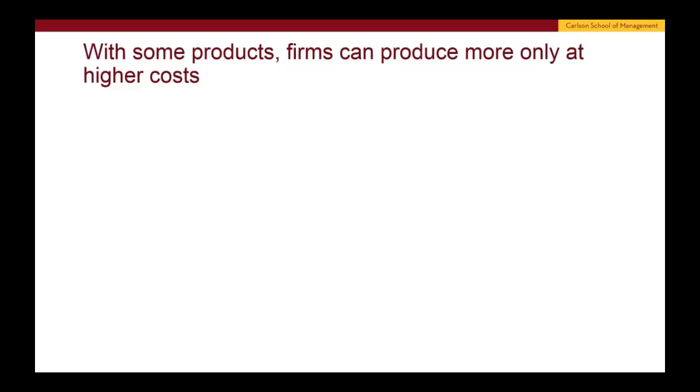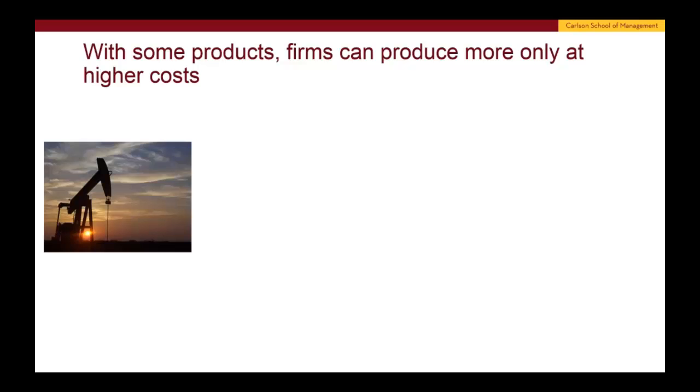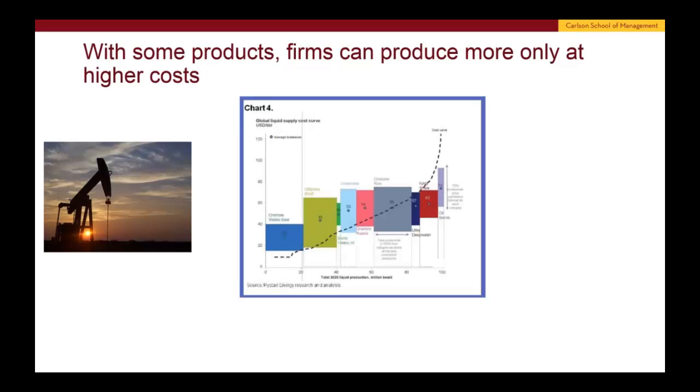Let's consider another motivating example. With some products, firms can produce more only at higher costs. One of the really good examples of this is oil. Now, I'm not a geologist, and this isn't a geology course, but if you look at petroleum deposits around the world, some of them, the onshore Middle East deposits, are pretty inexpensive to get out of the ground. But as you look across different deposits, and this diagram shows the different deposits organized by the cost of getting them out of the ground, you see that some of the other deposits become increasingly more expensive to get out of the ground.